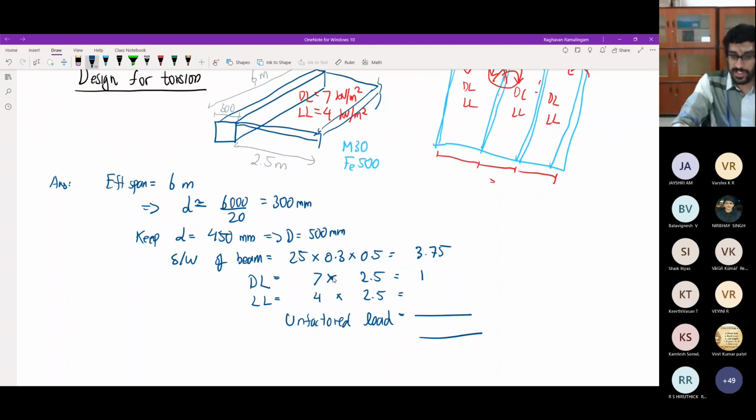17.5, no? This is 17.5, 10. So total is how much? This is about 10, 27.5, 31.25, yeah. This is 31.